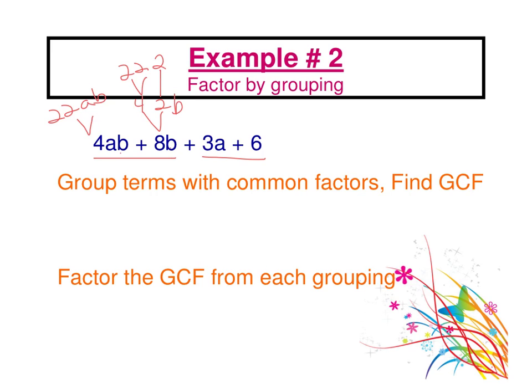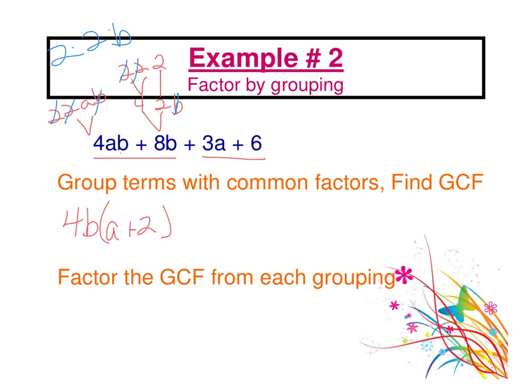So, let's see. They have a 2 and a 2. So we have 1, 2, a 2, and another 2, and they both have a b. So 4b is the GCF of the first two terms. And then what's left over is an a plus 2.